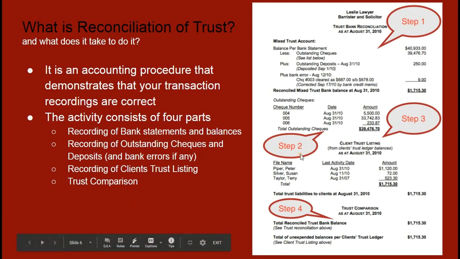And a big difference, of course, between the trust and the general reconciliation is that in a general reconciliation document, you would not have step 3, which is the trust listing. You only have step 1, which is the bank balance. Step 2, again, if there are any outstanding balances, bank errors that have not been accounted for, or deposits. And the final step of comparing your general bank account balance with your own bookkeeping ledger, general ledger.